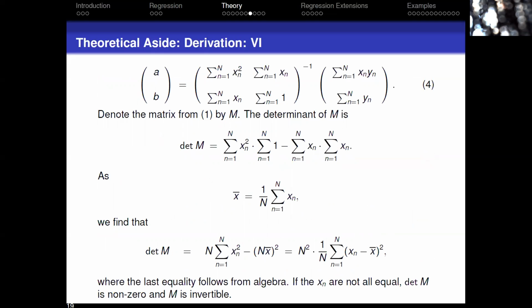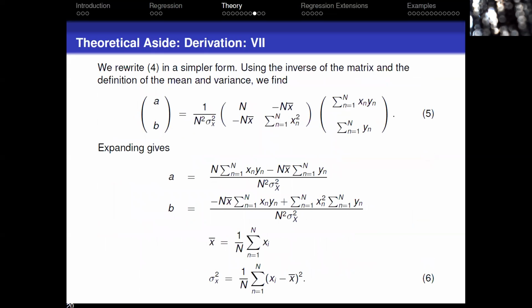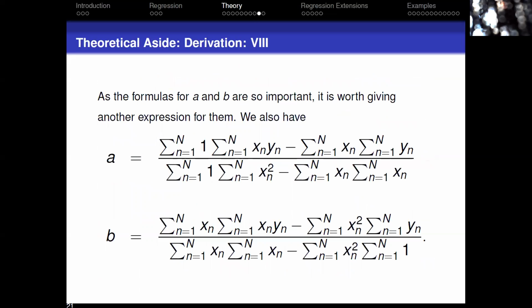So when the dust settles, I'm going to skip the slide, we get our explicit formulas for A and B. And there's lots of different ways of writing them. I wrote them here using things like x bar for the mean. I can rewrite them the long way like this.